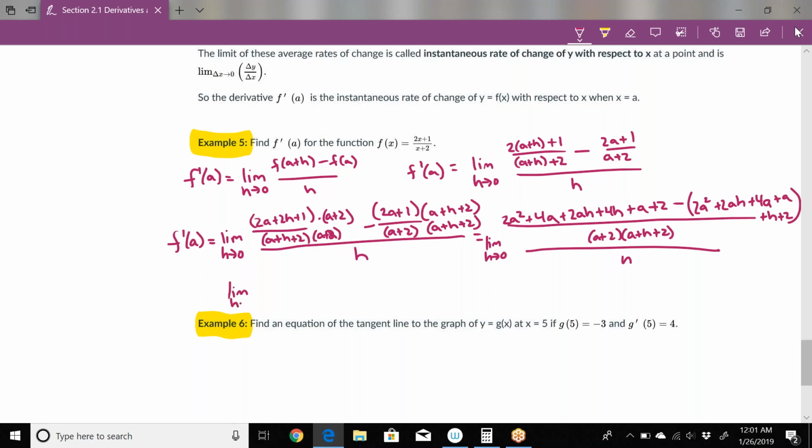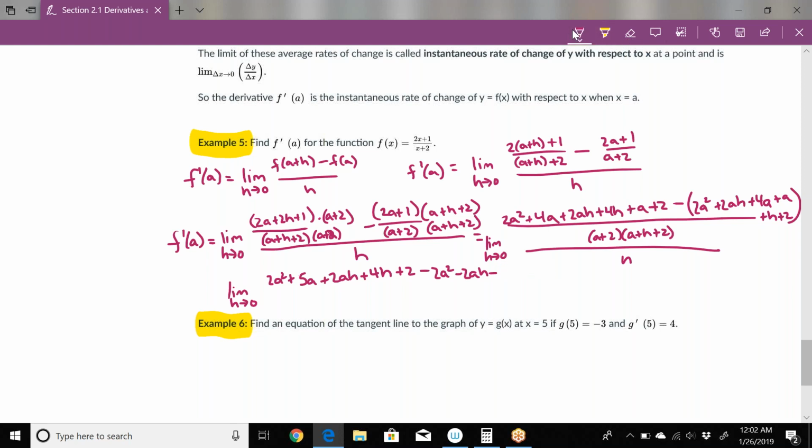Okay, so then we have the limit as h approaches 0. I'm going to go ahead and distribute the negative on the top. So I have 2a squared plus 4a. Actually, we can add some of our like terms together. I have a 5a there because we already had this a that was outside. So that is 5a. We have plus 2ah plus 4h, and then plus 2. Distributing this negative, we get minus 2a squared minus 2ah minus 4a minus another a, so that's actually minus 5a, and then minus h and minus 2. Now that has all been worked out on the top. I'm going to make that a little cleaner.